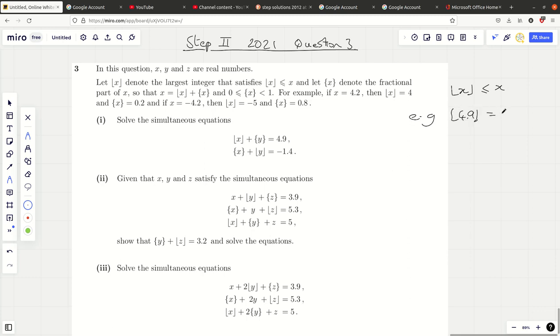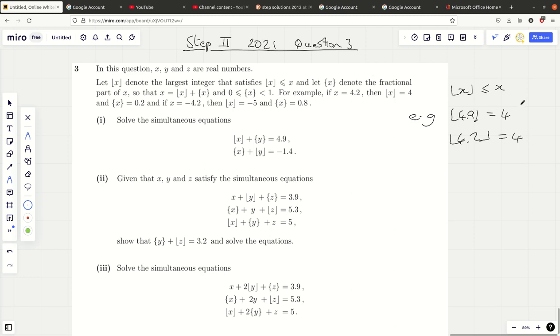I call it the floor function. It finds you the nearest integer beneath it. So 4.2 is also going to be 4. You see what I mean? It just takes the integer part. That's another name for it. Just the integer part of the number. That's all it's doing. And the other function, this curly brackets one, gets the fractional part.